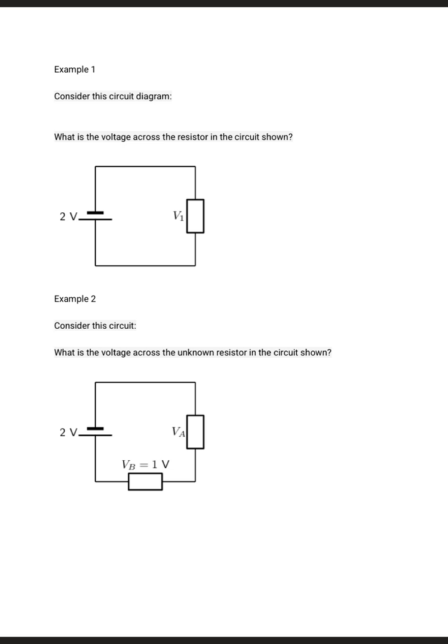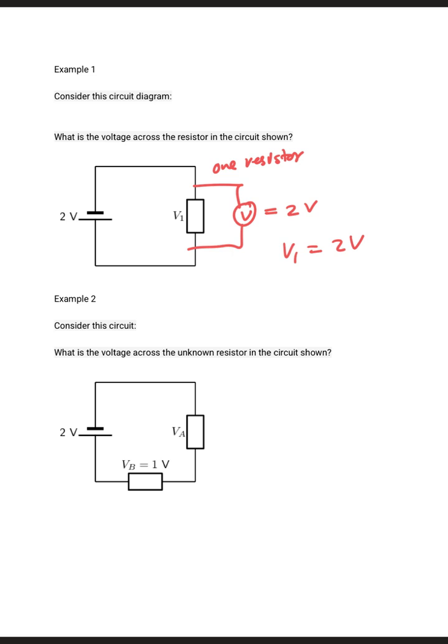And now we can get into examples. So we have the first example. Consider the following circuit. What is the voltage across the resistor in the circuit shown, right? Because we only have one resistor, the voltage that we are going to measure here is going to be 2 volts. So V1 is basically 2 volts. Since there is no other resistor, that voltage is going to be used by only one resistor.